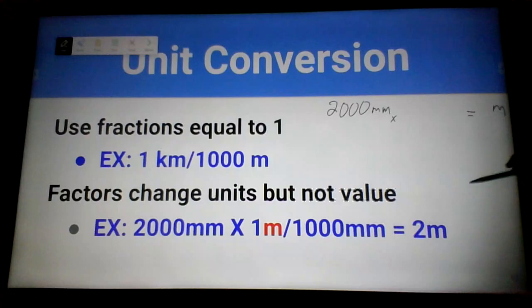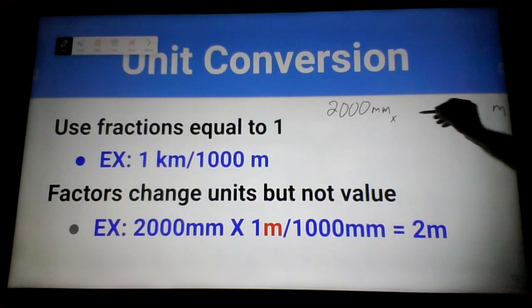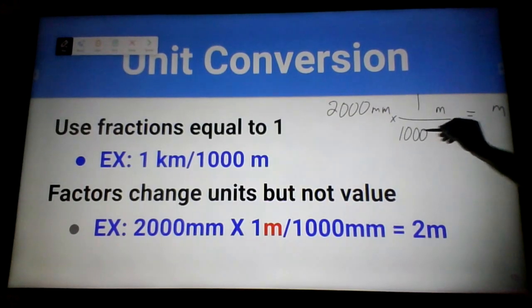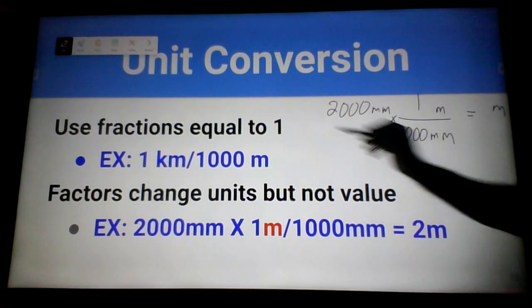Now let's write this in fraction form. Since I want to keep meters, I'm going to put the meters on top here. 1 meter over 1,000 millimeters. All right, let's change colors.